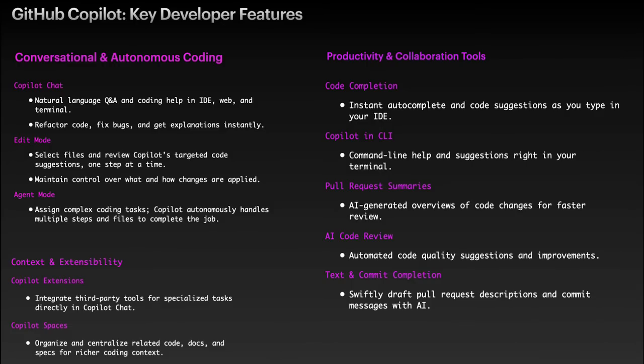So let's go to what key developer features are there inside GitHub Copilot. The key features are categorized in different parts. I'll cover conversational and autonomous coding first. We get three different modes: Copilot chat, Copilot edit mode, and Copilot agent mode.